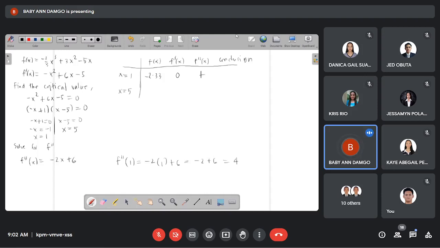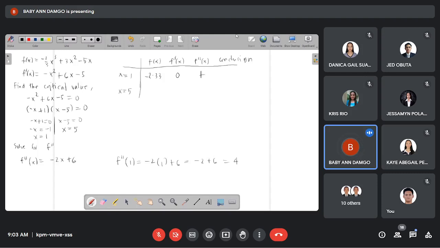Okay? So next, x equals 5. So we have here f of 5. So we will substitute it into f of x. So this is negative 1/3 times 5 cubed plus 3 times 5 squared minus 5 times 5.